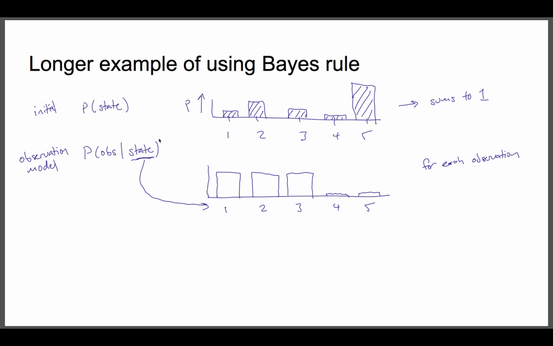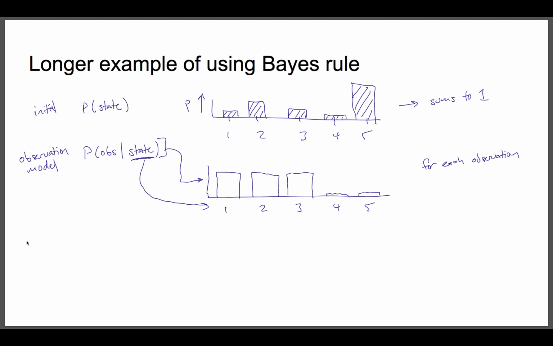So this whole thing, P of observation given state, is what's on the y-axis, and the state itself is on the x-axis. Again, this here is a probability distribution, this is not.